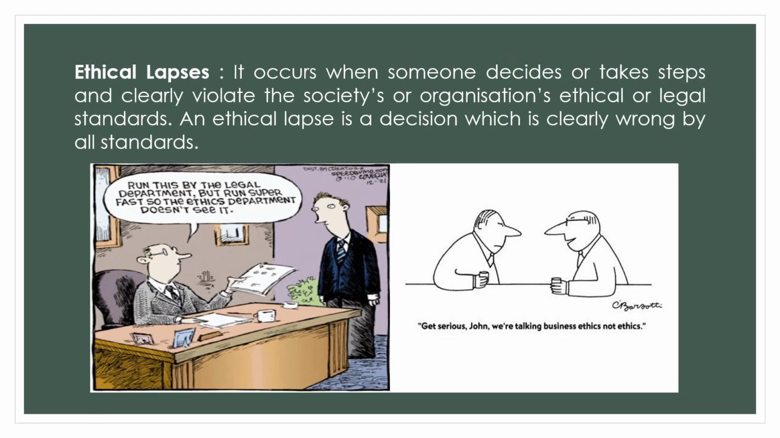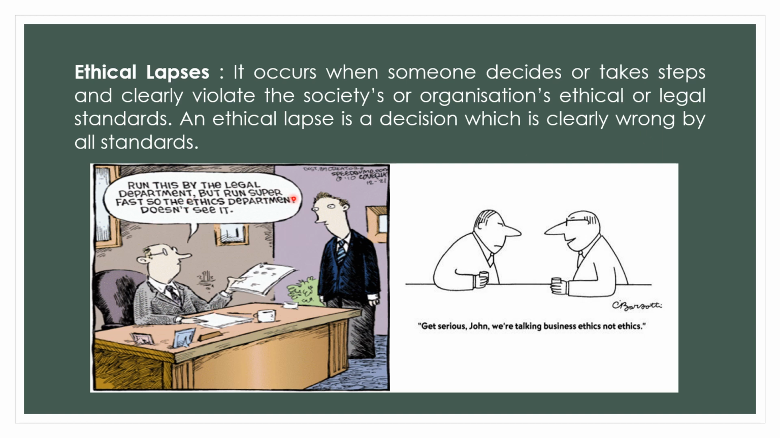Ethical lapses. An ethical lapse occurs when someone decides or takes steps that clearly violate society's or an organization's ethical or legal standards. So a lapse is a situation where a violation is happening. You are violating a society's or organization's ethical or legal standards. An ethical lapse is a decision which is clearly wrong by all standards.